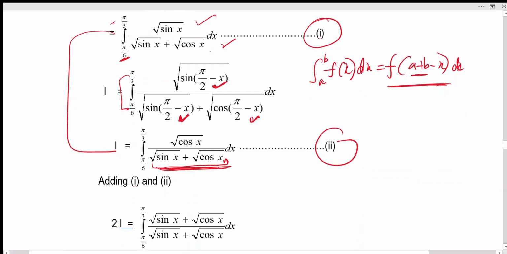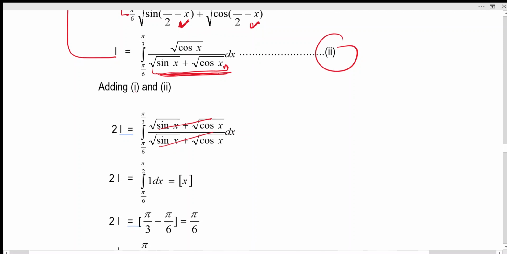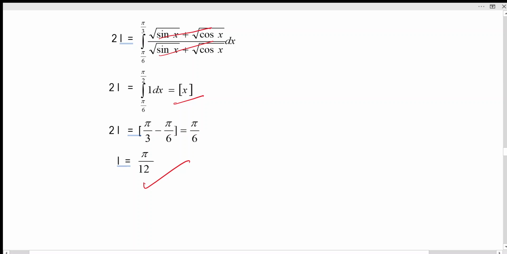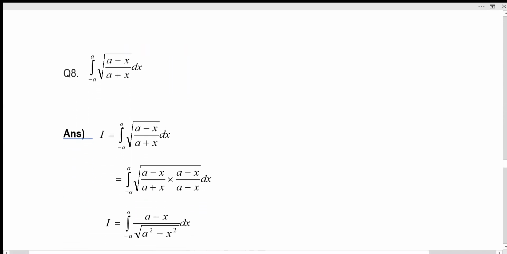Now I can add these, and when you add these, this will be cancelled. You're only getting one. Integral of 1 is x. Apply the limits and you will get the answer as pi upon 12. So that was an NCERT question. Okay, now moving on to the next question.